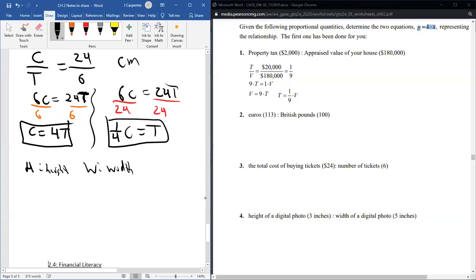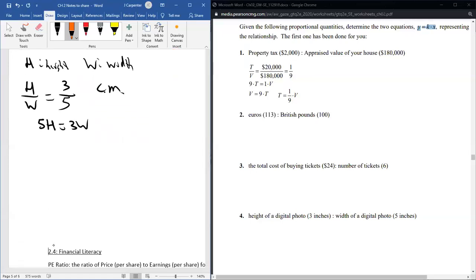Now, my math lab might tell you what letters to use, so pay attention. All right, so height over width, or width over height, as long as you're consistent. Because I did height over width, I go 3 over 5. If you did width over height, you'd go 5 over 3. Cross multiply. So you get 5H equals 3W. Depending on which one you solve for, divide by either 5 or 3.